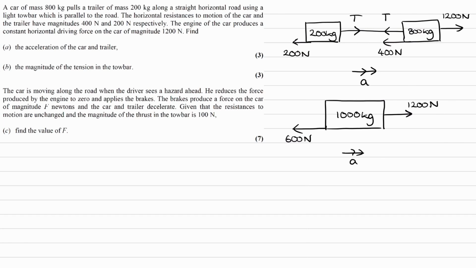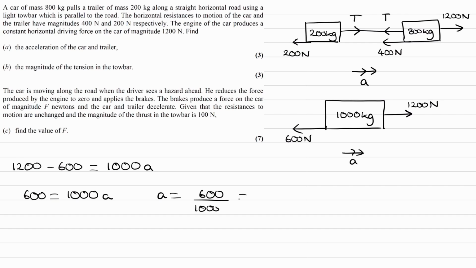Now we can consider the overall force towards the right. The resultant force will be 1,200 minus 600 towards the right, and that will be equal to ma, which is 1,000 times the acceleration. So 600 is equal to 1,000 times acceleration. Acceleration is then 600 over 1,000, which is 0.6 meters per second squared. So that is part A done.